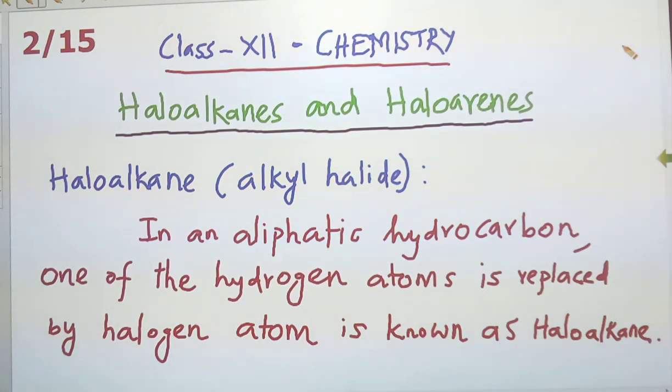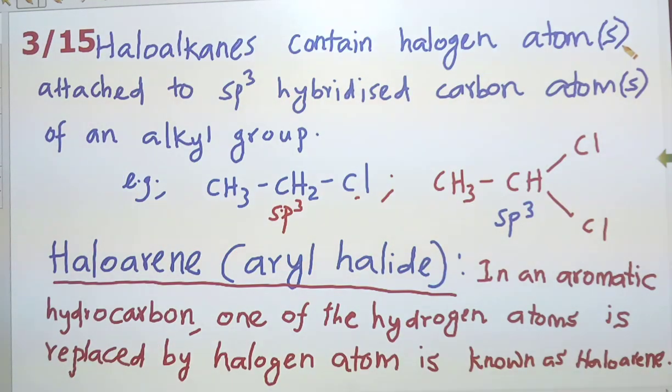Today we are going to see class 12 chemistry, haloalkanes and haloarenes. What is haloalkane? Haloalkane is nothing but alkyl halide. In an aliphatic hydrocarbon, one of the hydrogen atoms is replaced by a halogen atom, it is known as haloalkane. Haloalkane contains a halogen atom attached to the sp3 hybridized carbon atom of an alkyl group.